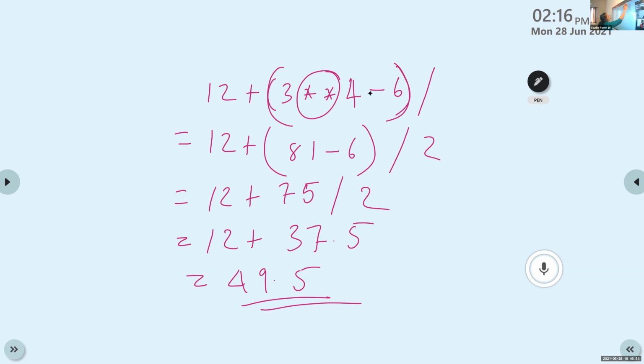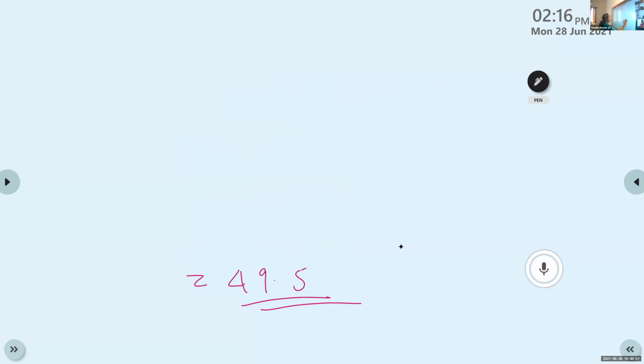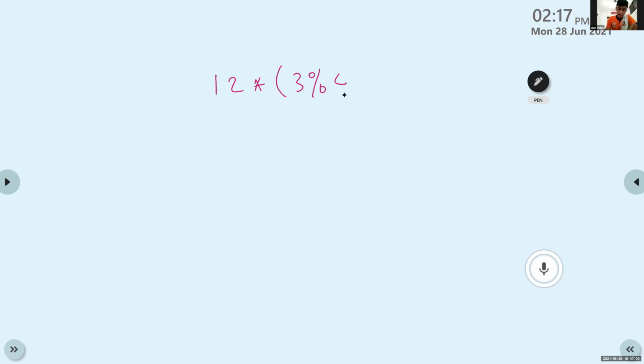Alan Shibu, which one is the next question? Ma'am, 12 into 3 modulo 4 bracket. Which one is this operator? Floor division. Floor division 2 plus 6. Okay, correct. What is the answer?